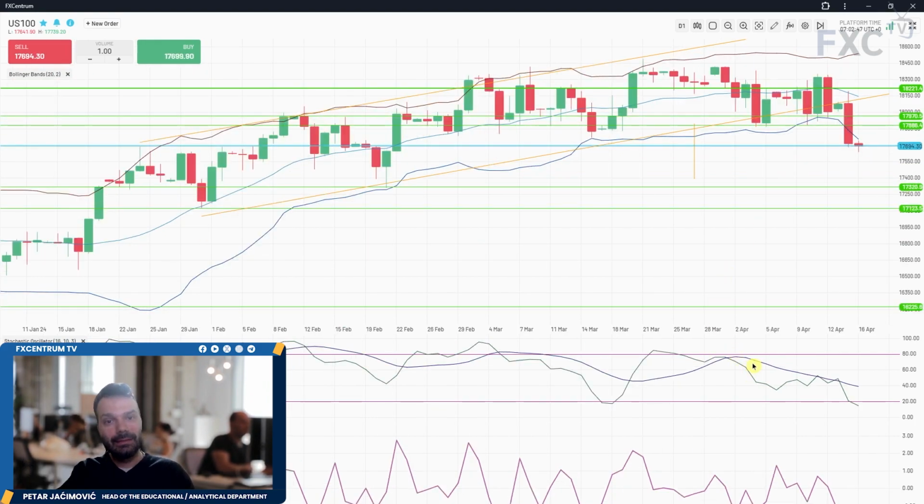And on top of that, slow line on stochastic, as you can see here, is sloping to the downside in the last 10 days. The fast line had a correction, more like a consolidation at this point. And this is a great condition for the further downside development.